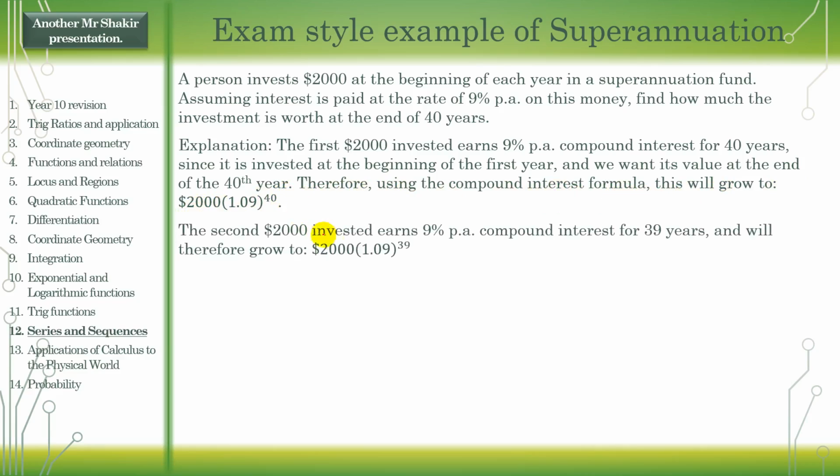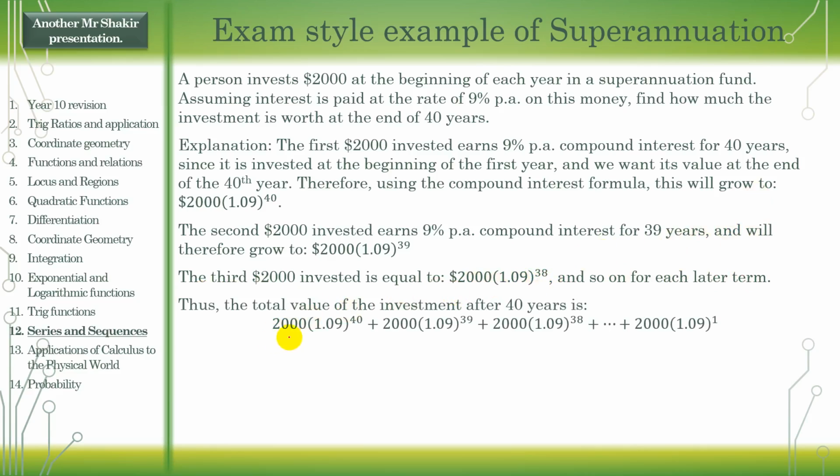The second investment will be to the power of 39. So if you just write this out, you will see there's a pattern, 38th. So let's just write it out. 2,000 to the 40, 39, 38, dot, dot, dot, all the way to 1. Now we can factorize out the 2,000. So it's not really any different to the first question that we did.